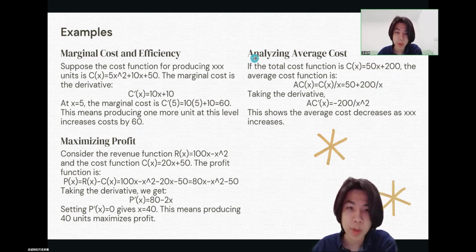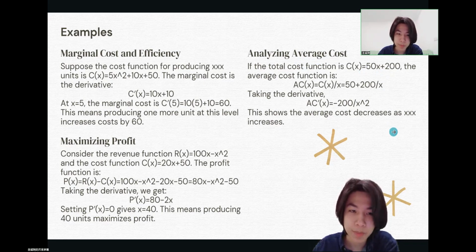The third example is analyzing average cost. If the total cost function is C of x equals 50 times x plus 200, the average cost function is average cost of x equals 50 plus 200 divided by x. Taking the derivative of average cost with respect to x gives negative 200 divided by x squared. This indicates that the average cost decreases as x increases.